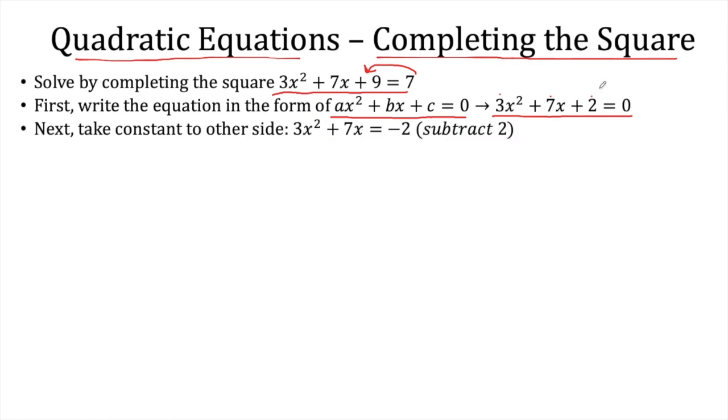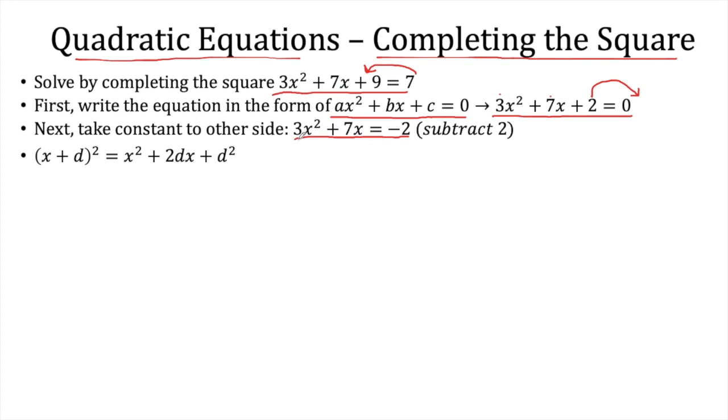So the next step is to take our constant term of 2 to the right hand side of the equation by subtracting 2 from both sides. And this is an extremely important step in completing the square. If you're not sure of the logic behind this step, do watch the first video that I have done on completing the square, in which I have clearly explained the logic behind the step.